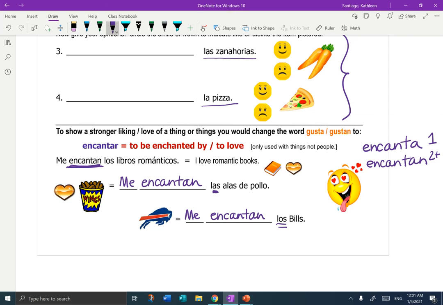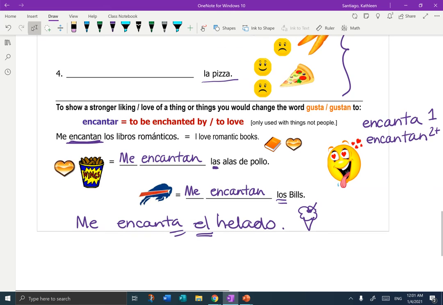Now, if I wanted to say I don't love, which is a little bit weird, you would probably say no me encantan. But remember, if you have a single item, like if I wanted to say I love ice cream, I would say me encanta el helado. So here I went singular because helado is singular. Okay, I hope that helps.